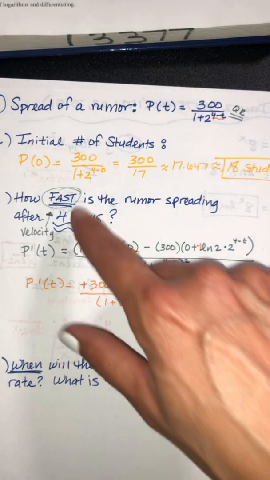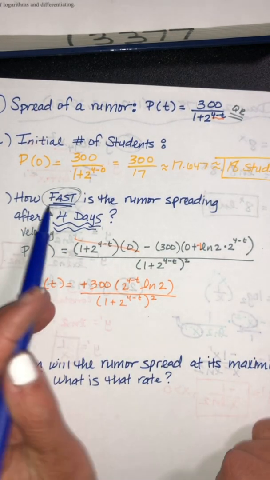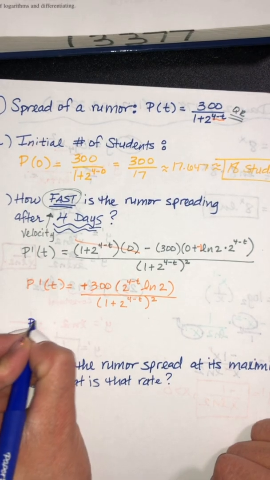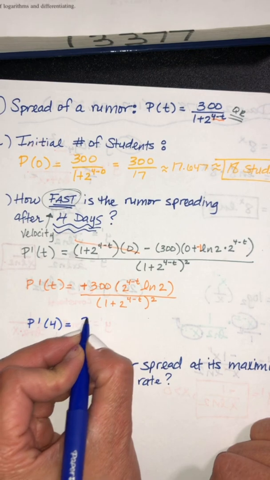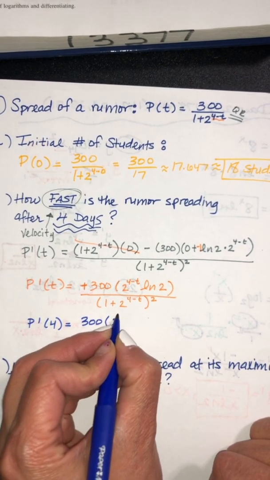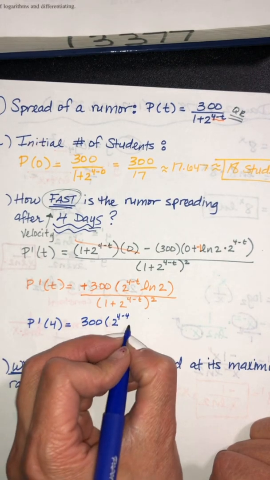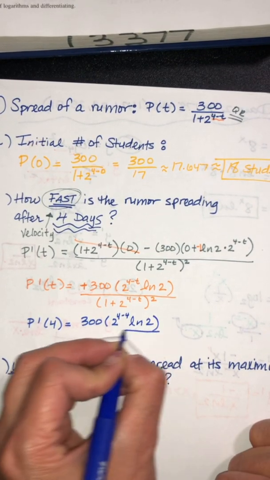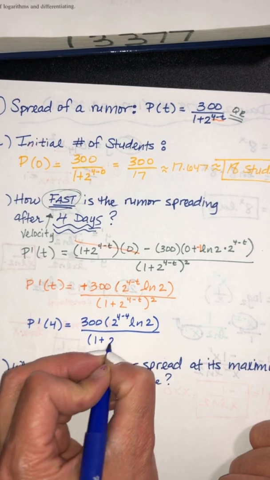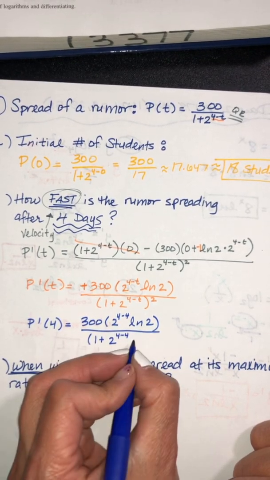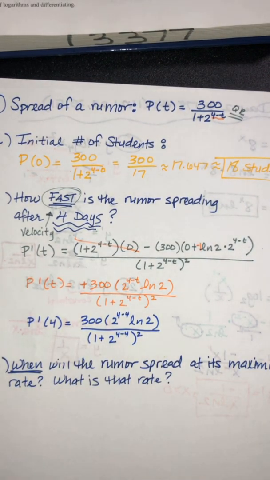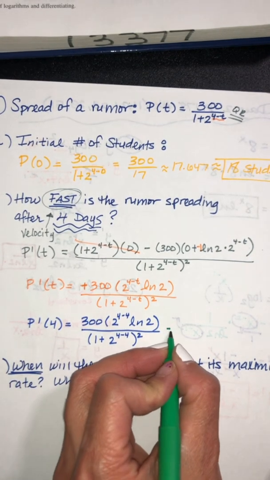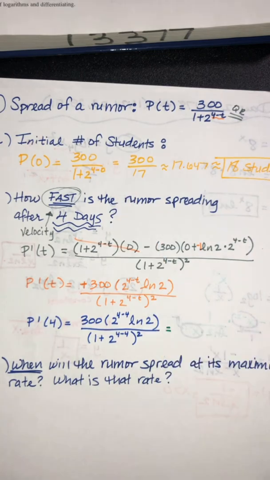But remember, we're trying to find how fast the rumor is spreading after 4 days. So now let's find p prime of 4. So we're going to have 300 times 2 to the 4 minus 4 power, natural log of 2, all over 1 plus 2 to the 4 minus 4 power squared. Well, why am I going all crazy about the 4 minus 4? Well, 4 minus 4 is 0, and anything raised to the 0 power is 1.